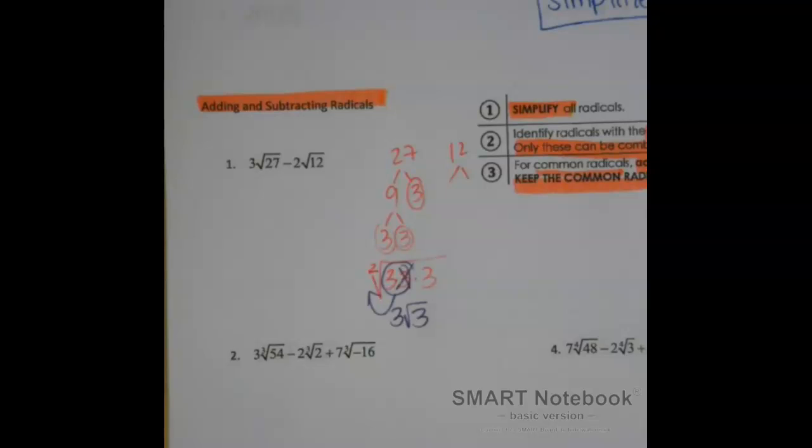Do the same thing for 12. There are plenty of ways you can simplify this. You can draw the tree out completely, or you can simplify as you go. I like the tree better.